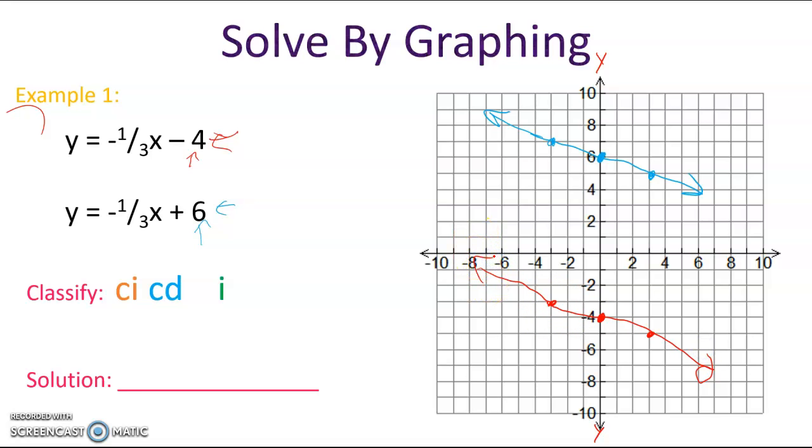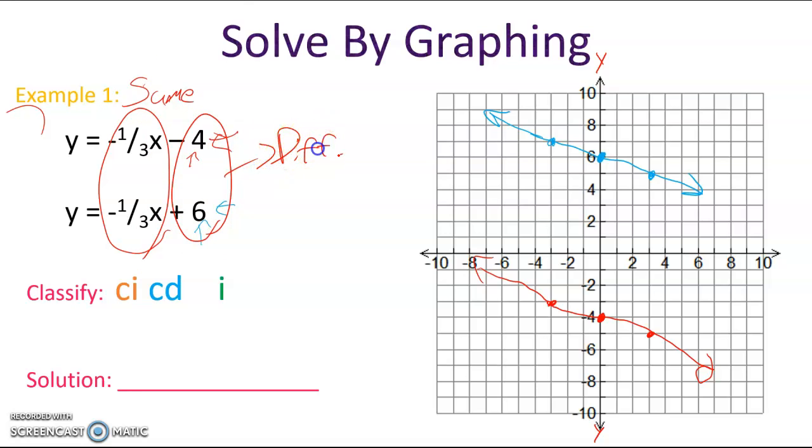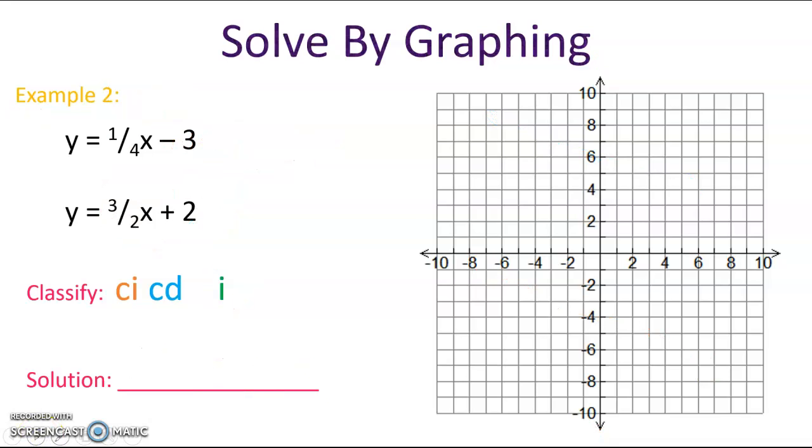Again, this is not a perfect drawing, but we can see these are going to be parallel lines because they have the same slope but different y-intercepts. So we are going to classify this as an inconsistent system of equations, because these are never going to intersect. I'm not going to even have a solution, so it's going to be no solution. Okay? Moving on to this one right here.